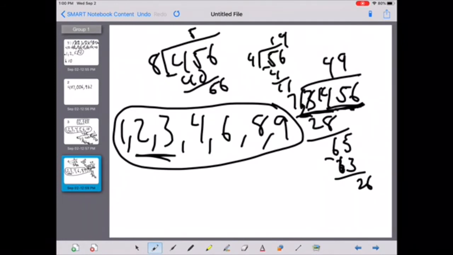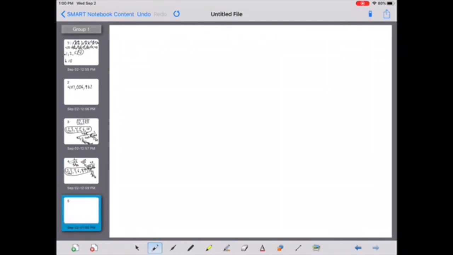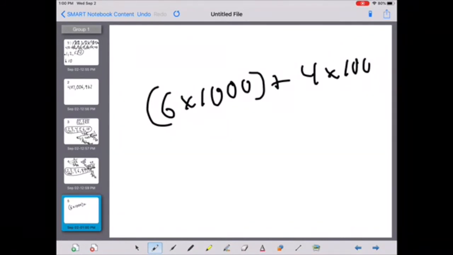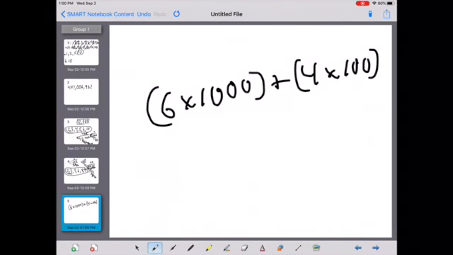Great problems, checking our divisibility. Number 9 says write this in expanded form. 6 is in the thousands position, plus 4 is in the hundreds position. The rest are zeros. Problem solved.